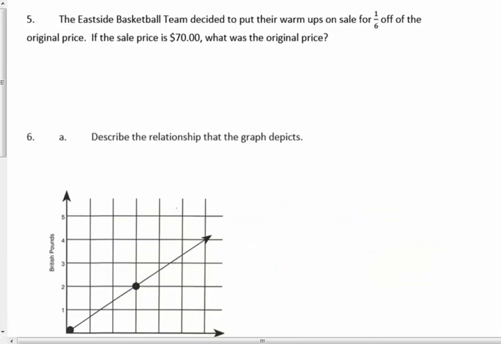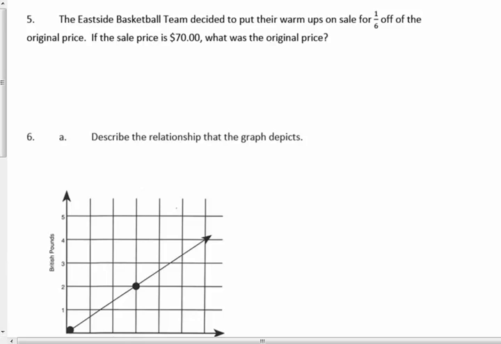Number 5. The Eastside basketball team decided to put their warm-ups on sale for 1/6 off of the original price. If the sale price is $70, what was the original price? Ooh, different question. Sounds very much like number 4. Not. 1/6 off the original price. What was the original price?